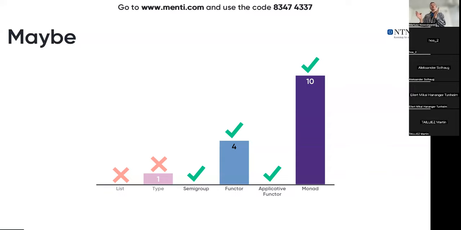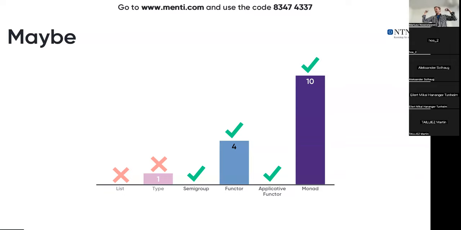You don't really need to know all the laws and all the math behind it, but you need to remember that with a semigroup, you have two structures and you can combine them together to achieve the same structure. It's some abstract type, let's say, and you can combine it with another. You have one value, you have another value, and if you combine them, you get the same type again.